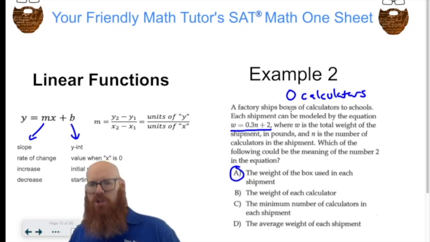So again, for the y-intercept, we can figure out what it means if we just know that it's the value when x is 0. Figure out what variable represents x, and what that means, so in this case calculators. We have a box with 0 calculators in it, so that is the weight of the box.